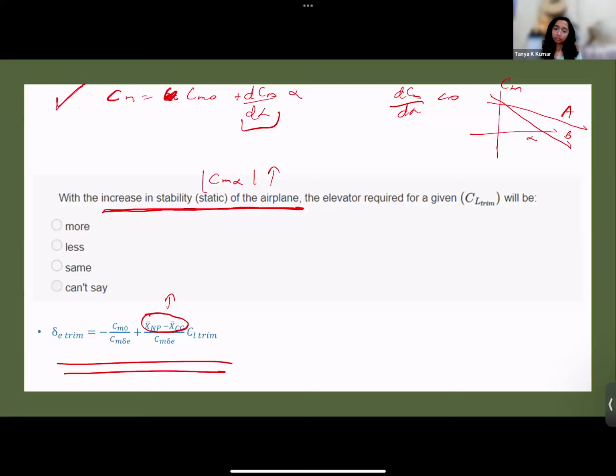Is it more? Your slope is increased. CL trim doesn't change. I want to trim it at the same CL. What is the value of delta E trim? CL trim is same.